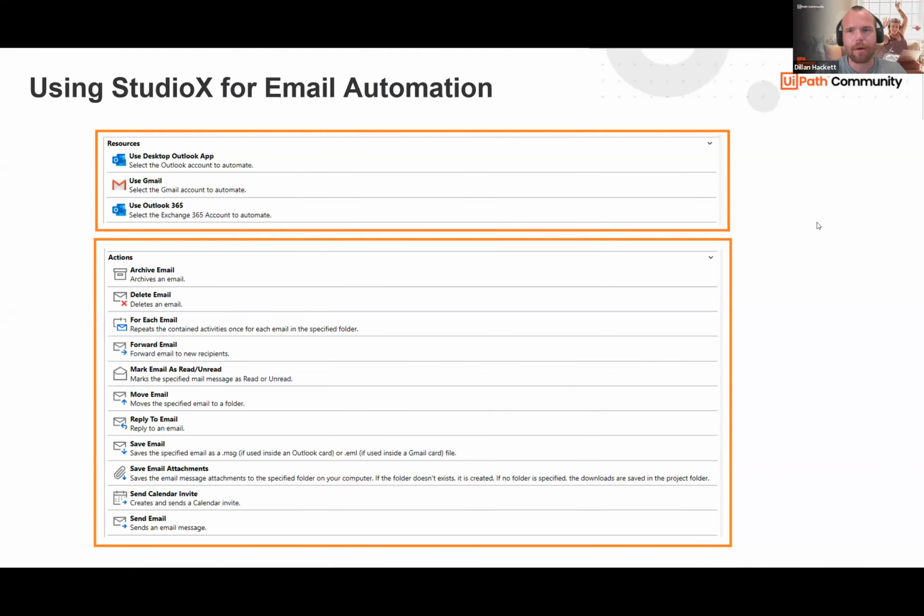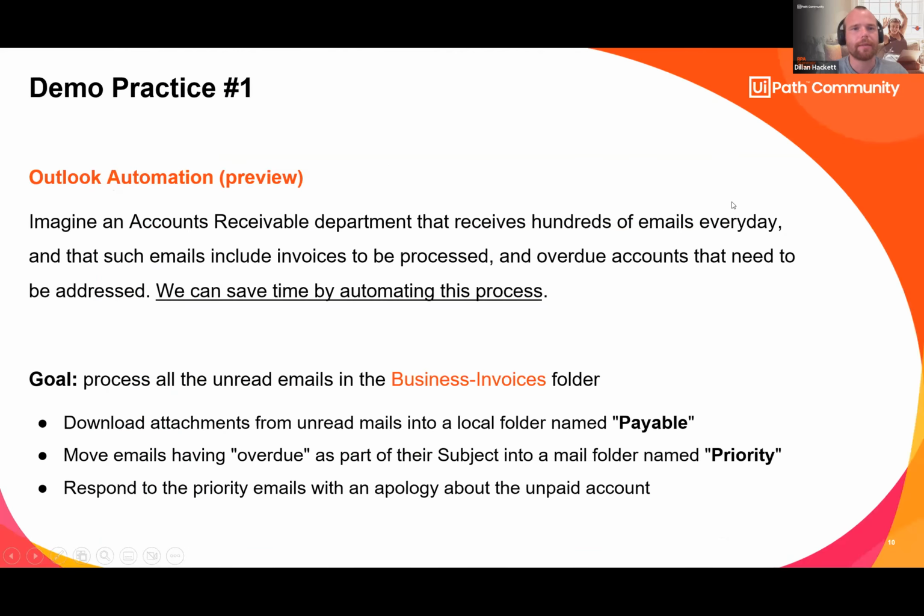So we're going to build on that now with a demo. This is something that it would be great for you to build alongside with me. So we're going to be looking at this demo practice 1, which is our Outlook automation preview. What we're going to be doing is imagining that we are an accounts receivable department within a business, and that we receive hundreds of emails every day, and that such emails include invoices to be processed and also overdue accounts that need to be addressed.